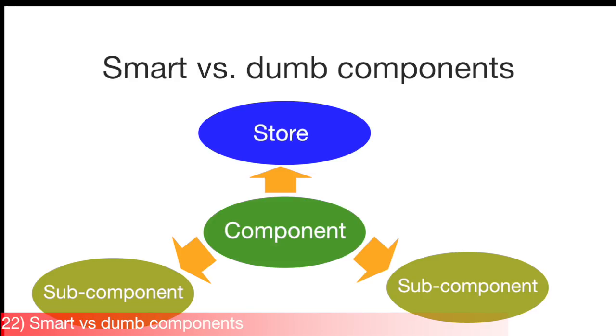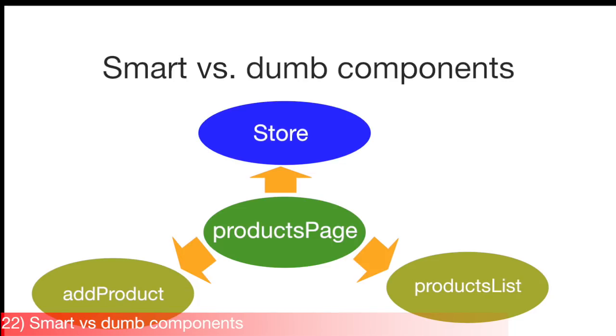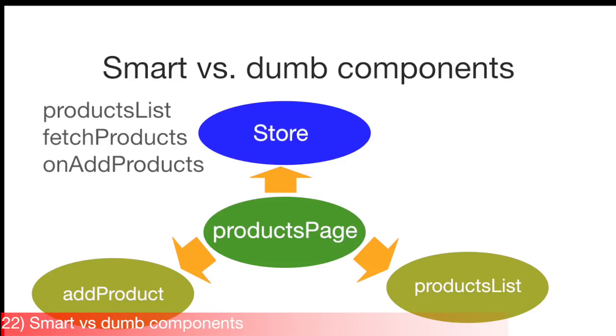For example, let's take a look at an example products page. And let's say that we have a top-level component called ProductsPage, and there are subcomponents inside the ProductsPage component called AddProduct and ProductsList. We would connect only the ProductsPage to the store, and the ProductsPage will get the products list from the store, as well as the action creators called fetchProducts and onAddProduct.